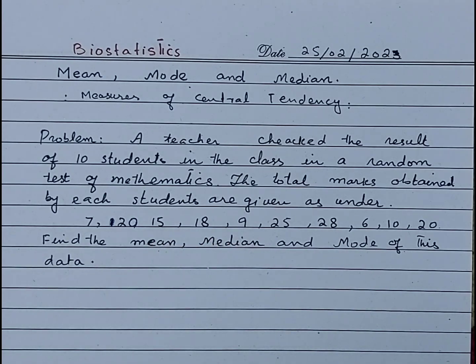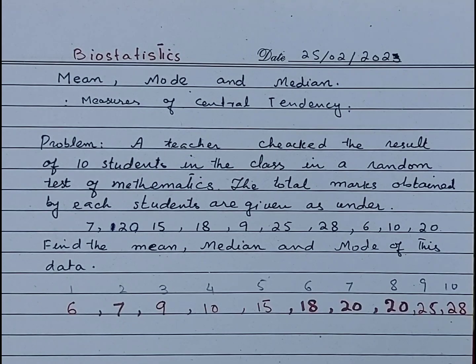First of all, we will arrange all this data in ascending order. The data is given in a random manner: 7, 20, 15, 18, 9, 25, 28, 6, 10, and 20. So the first step to find the mean, median, and mode for this data is to arrange the data in ascending order. I have arranged my data in ascending order: 6, 7, 9, 10, 15, 18, 20, 20, 25, and 28.